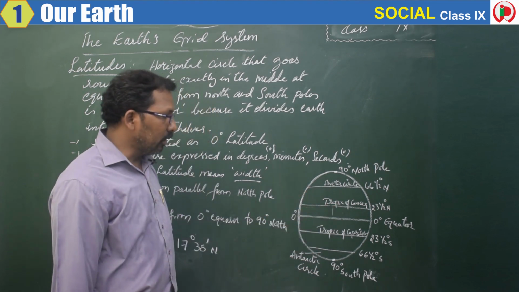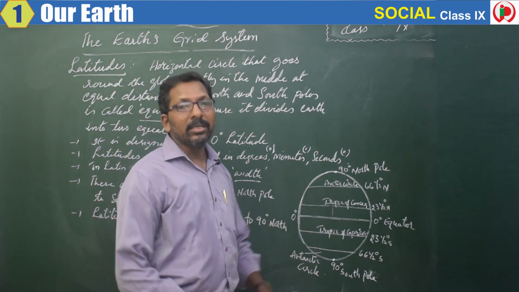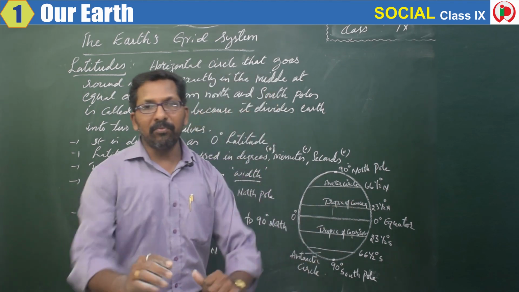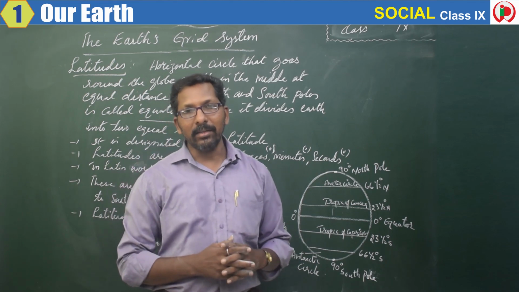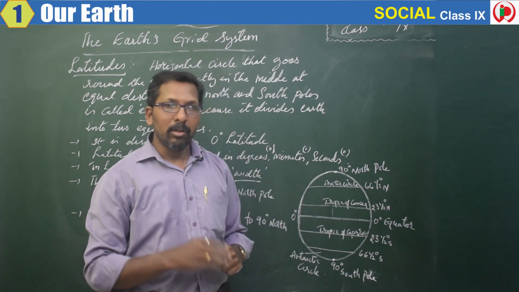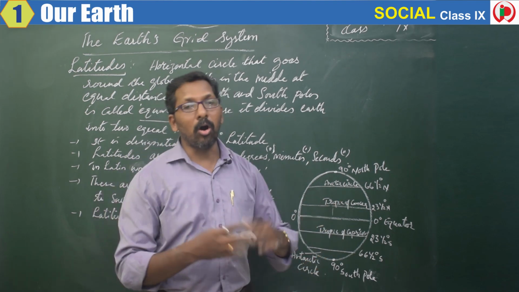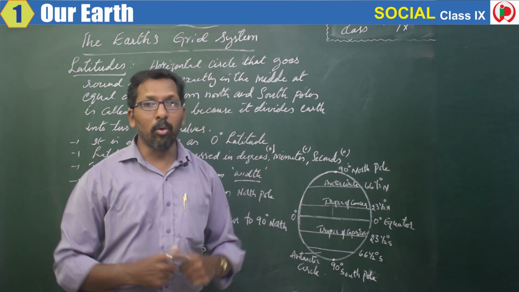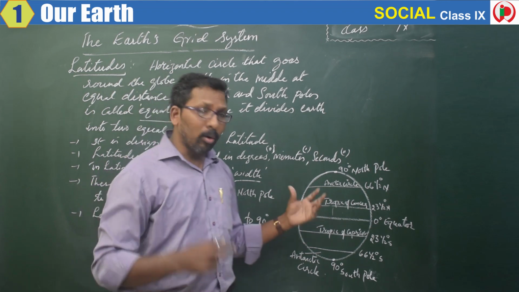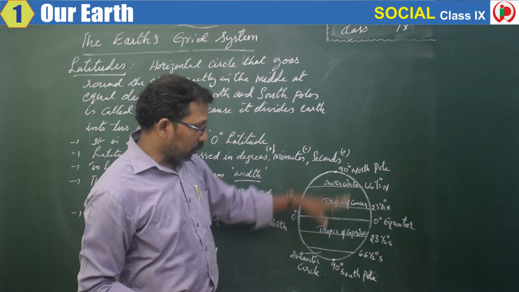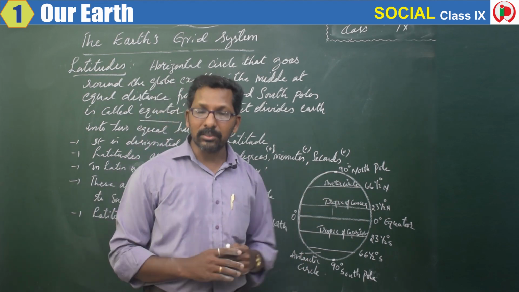Why have these particular names been given to these important latitudes? What is the reason for it? The reason is the sunshine. You might have learned in the 8th class that in some places it is hot, in some places it is very, very cold. You might also have learned that the equator is the hottest place and the North Pole and the South Pole are the coldest places.